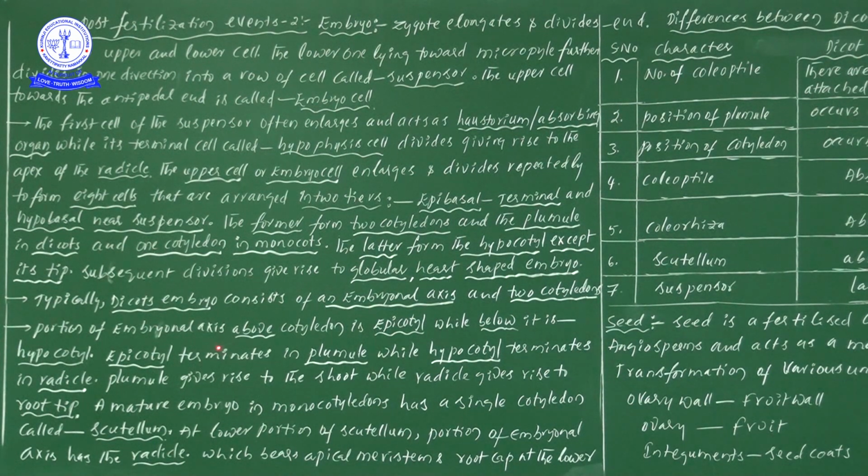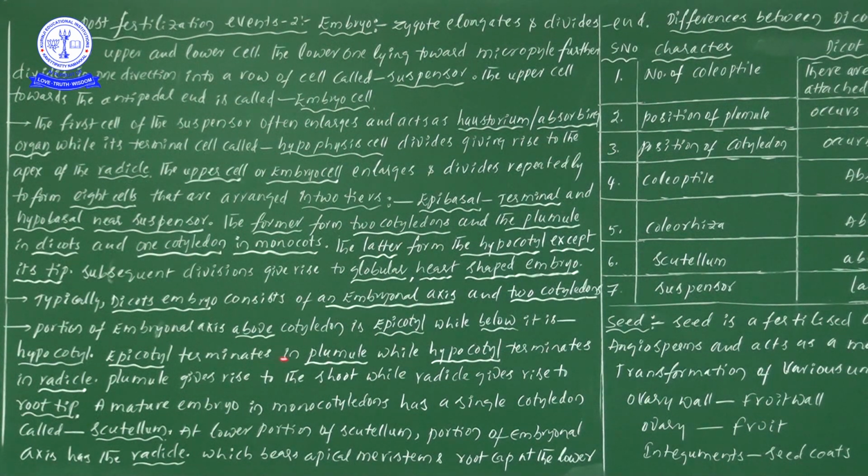Next one, the portion of embryonal axis above the cotyledon we will take as the epicotyl region, while below it we will call the hypocotyl region. We have already learned this point in our classes, but I would like to explain it one more time. The portion of embryonal axis situated above the cotyledon is the epicotyl region, while below is the hypocotyl region.